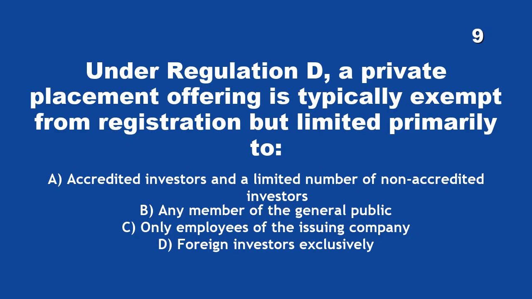Under Regulation D, a private placement offering is typically exempt from registration but limited primarily to, Option A, accredited investors and a limited number of non-accredited investors. Option B, any member of the general public. Option C, only employees of the issuing company. Option D, foreign investors exclusively. The correct answer is A, accredited investors and a limited number of non-accredited investors.